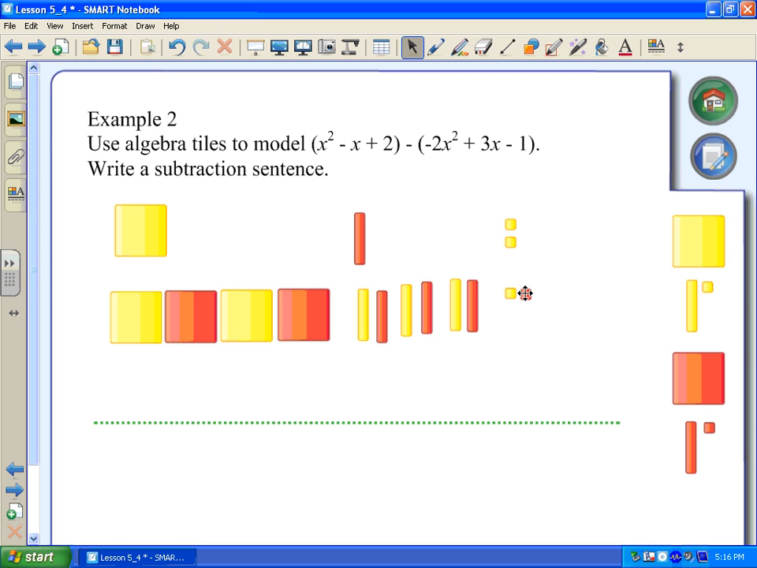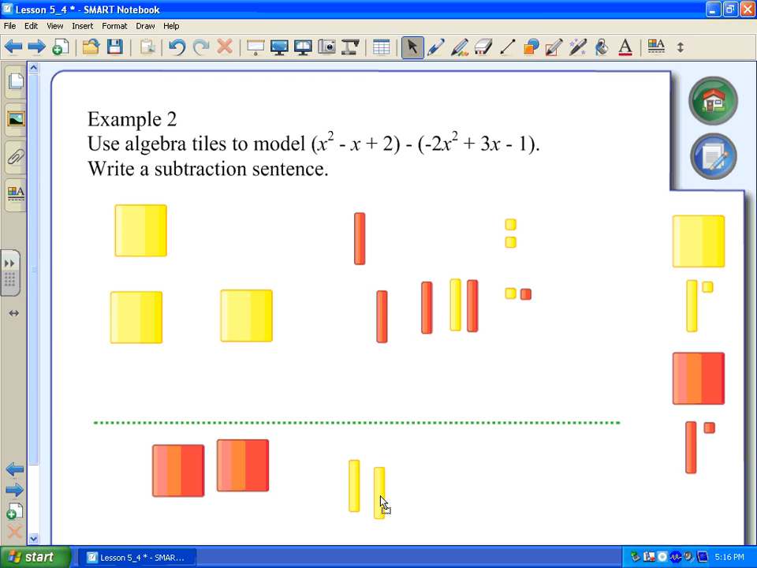So let's do that. Now you give me negative 2x squared tiles. You end up with positive 2x squared tiles. You give me positive 3x tiles. You end up with negative 3x tiles. You give me a negative 1, you end up with a positive 1 tile.